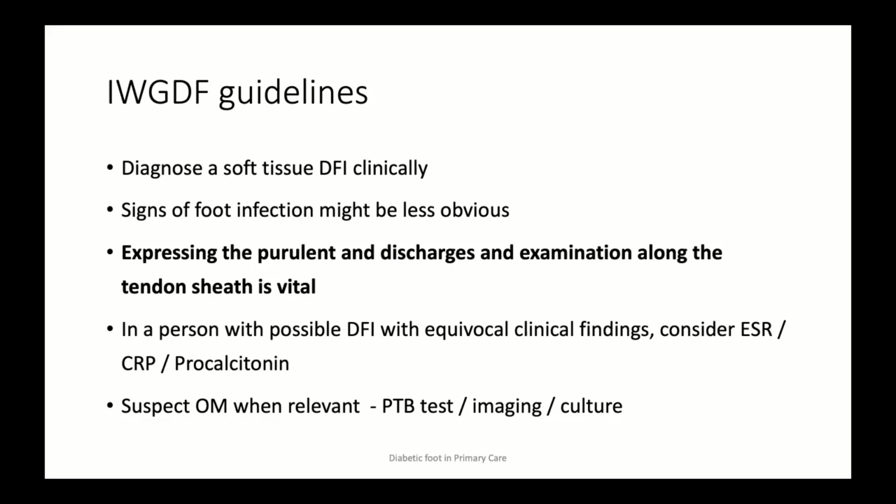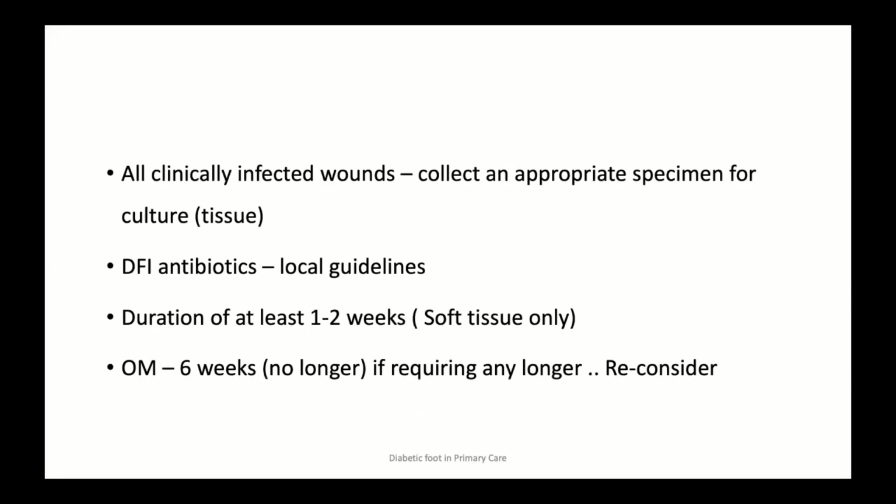Feel for warmth, look for areas of induration. In patients in whom you have equivocal findings, these investigations are useful. If you suspect osteomyelitis, that's really important because the management slightly differs in the presence of osteomyelitis. For all clinically infected tissues, if you can, try to collect an appropriate specimen for culture, preferably a clean tissue sample. There are local guidelines, and I'll share some guidelines with you as to what antibiotics you would use. The duration of antibiotics would depend on the degree of infection.